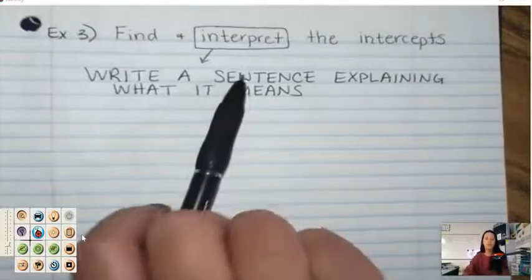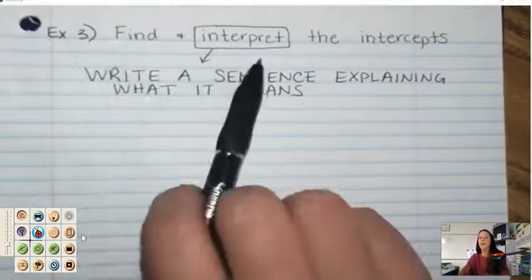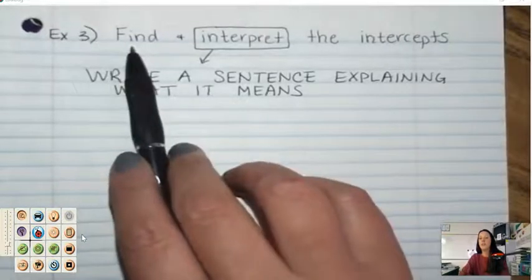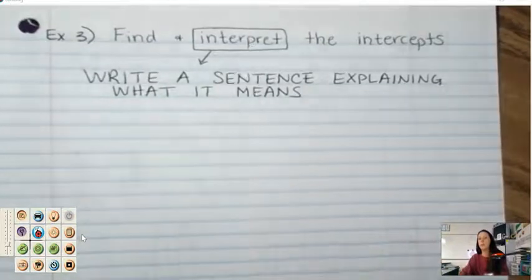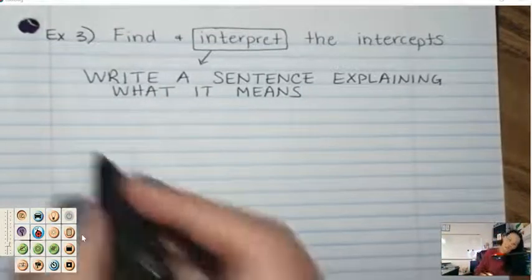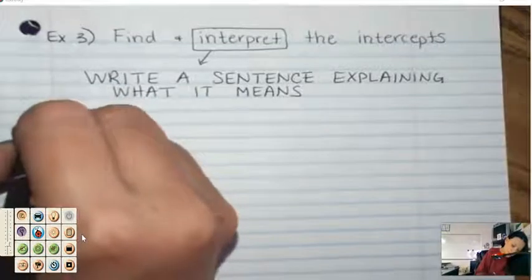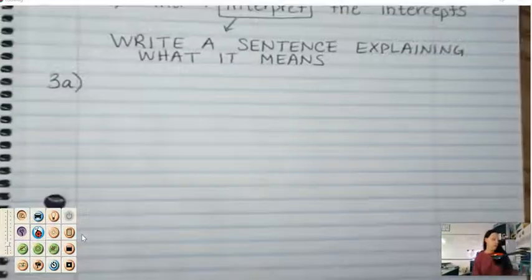So anytime you see, especially on your tests, if it says find and interpret, that means you need to tell me what the x-intercept is and tell me what it means, find the y-intercept, and tell me what it means. Okay, here's the word problem. I'm going to read it out loud to you, and then we will just write down the important information.